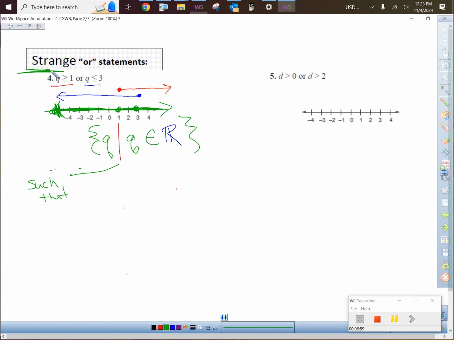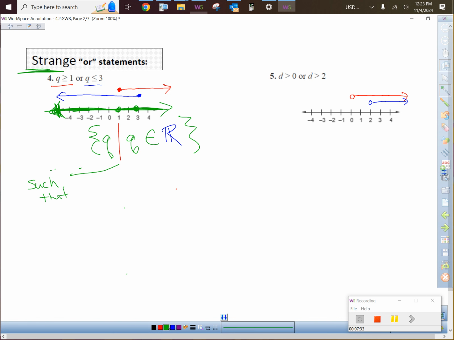D is greater than 0. So I'm going to use different colors. I'm going to go red for that guy. So open dot. Or D is greater than 2. Open dot. Whoa. They are totally both going the same direction. The question is, do I want the union of those two graphs or do I want the intersection? Or means union, right? This is an or statement, so we will unite those together.